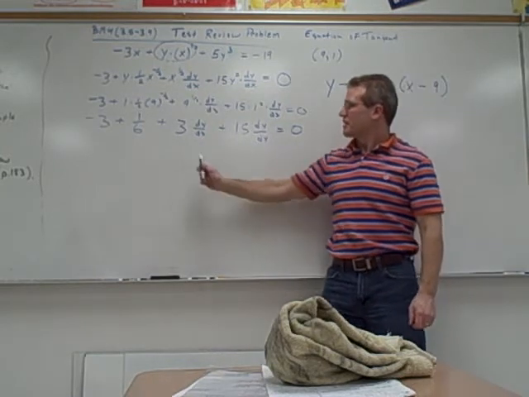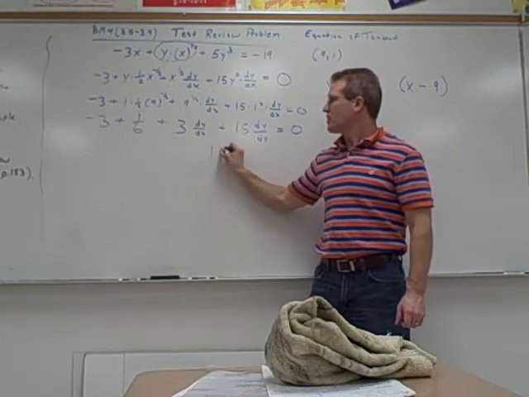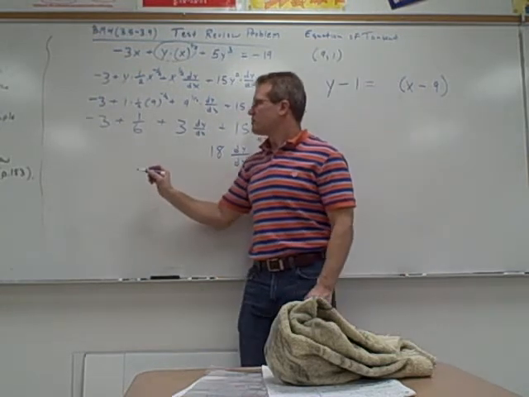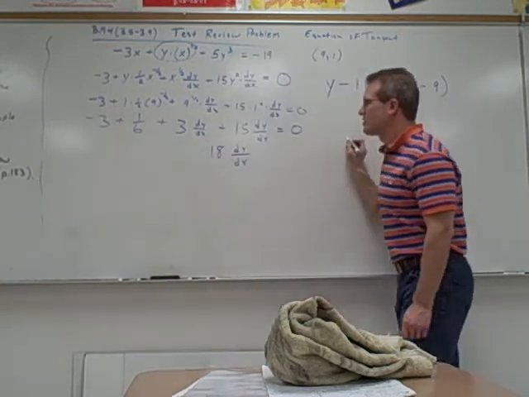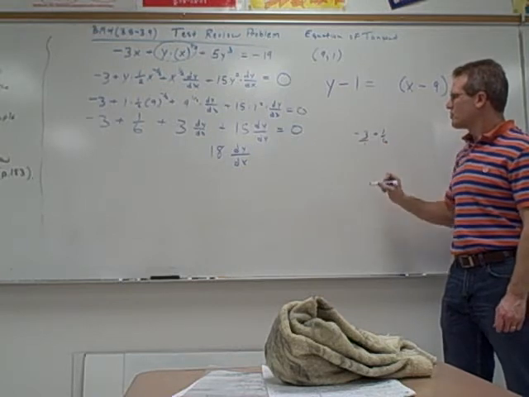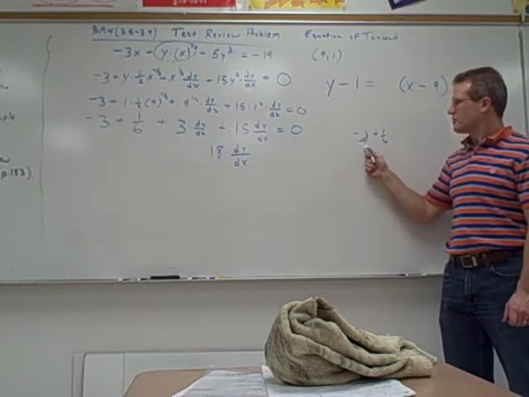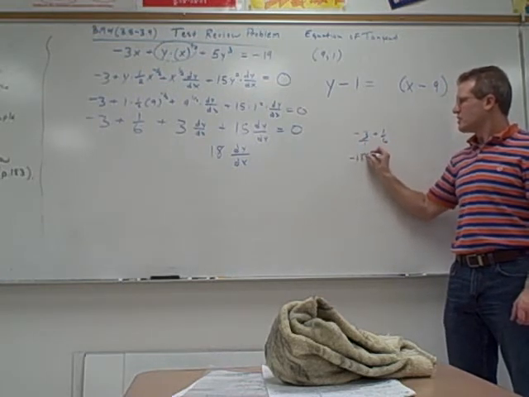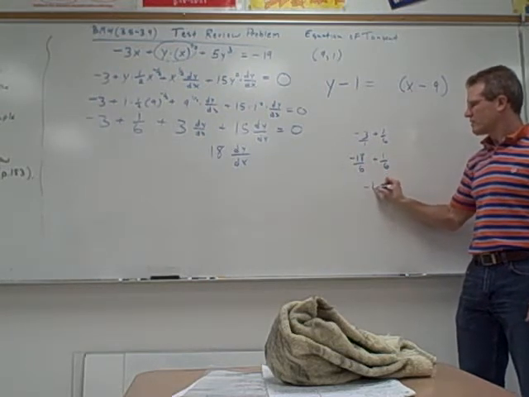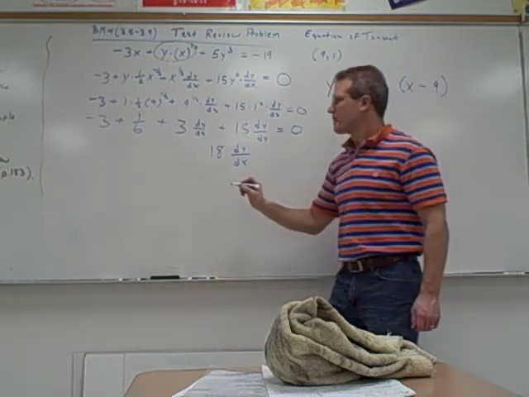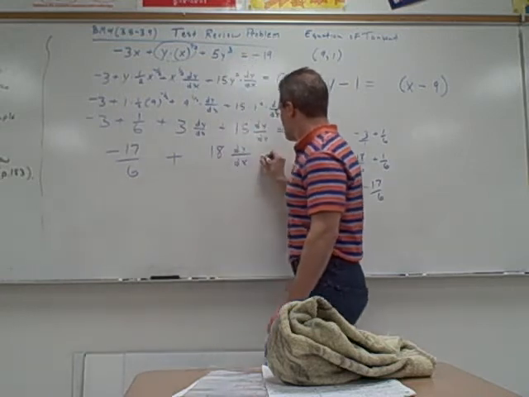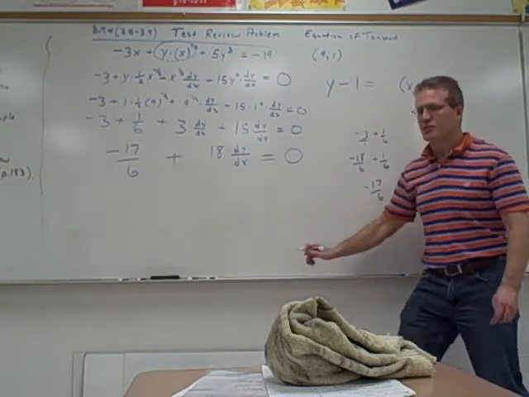Now we're going to have to combine, like 3 plus 15 would be 18 dy over dx. Let's see, negative 3 plus a 1/6, let's just think about that over here. Negative 3, that's like 3 over 1. You got to have a common denominator, so take both these times 6. That'd be negative 18 over 6 plus 1 over 6 would be negative 17 over 6. Any questions about that step?